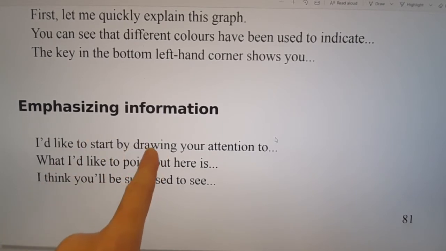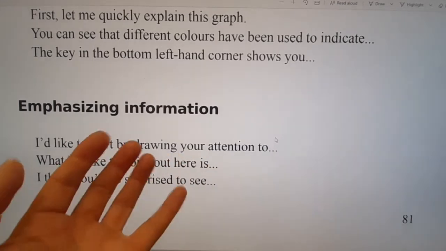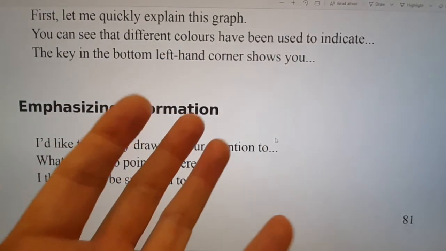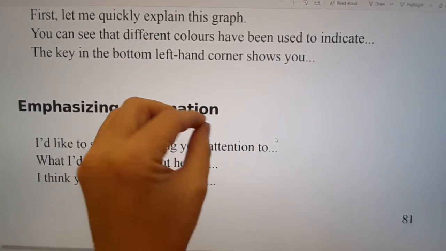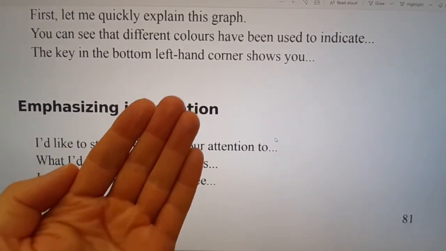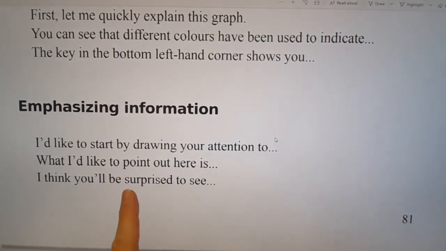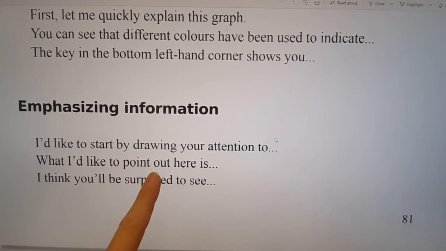So you could say, I'd like to start by drawing your attention to, okay? So you're attracting. Draw doesn't just mean kreslit, okay? Faire les dessins, okay? But it means to attract. So you're drawing your attention. What I'd like to point out here, okay? Another way to say it: what I'd like to indicate.